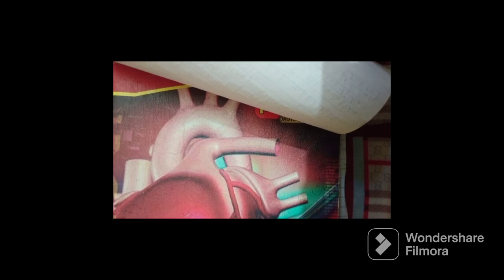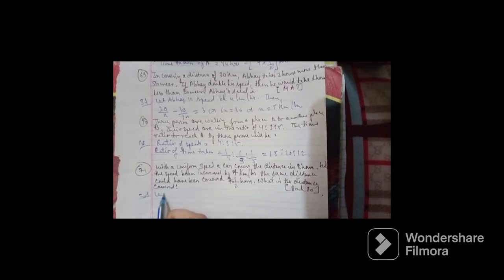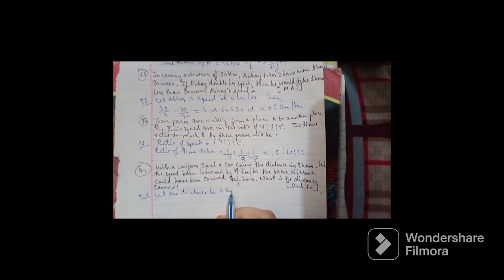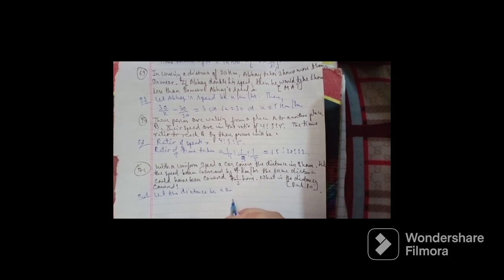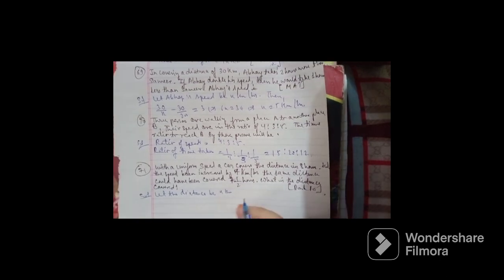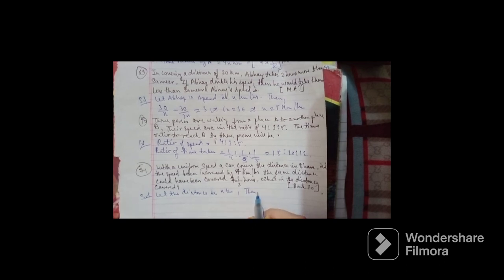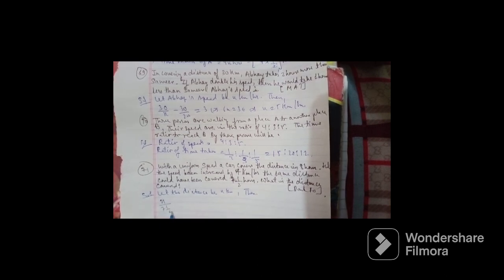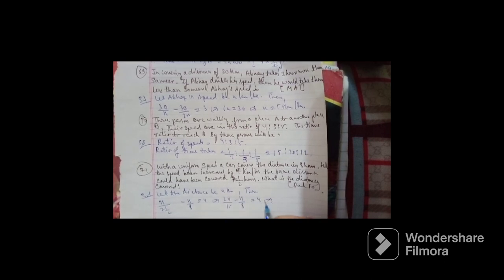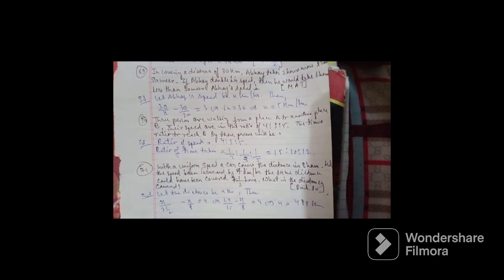Let the distance be x kilometer. Then x/(7/2) minus x/8 equals 4. 2x/7 minus x/8 equals 4. 2x/15... x equals 480 kilometer.